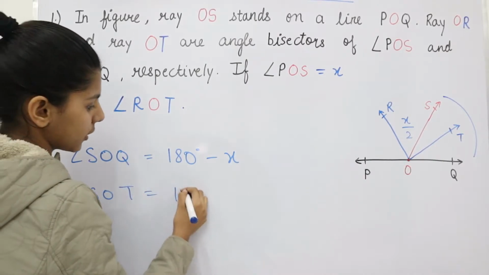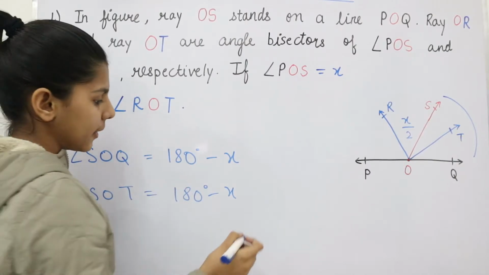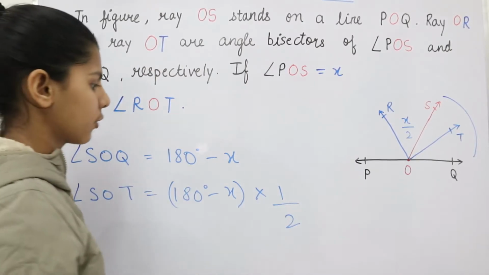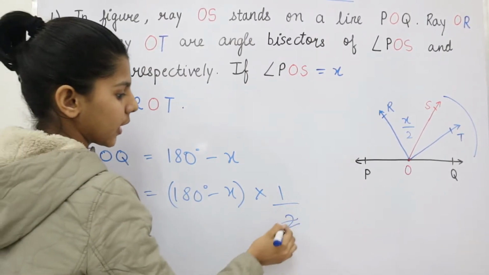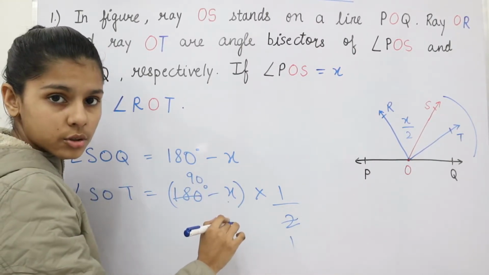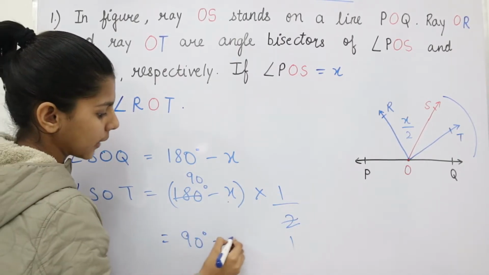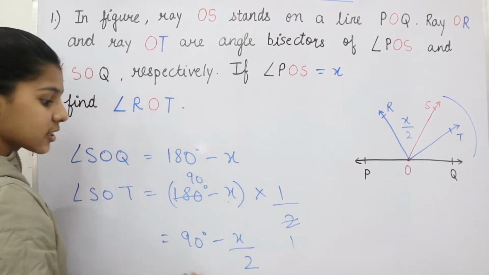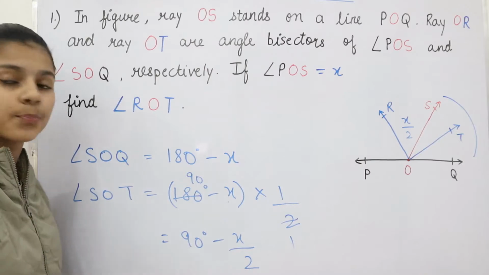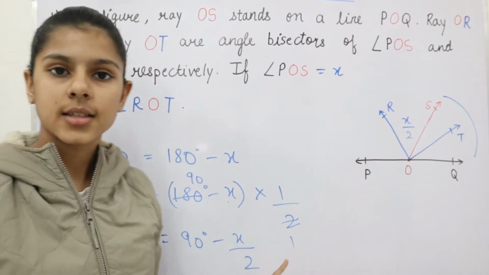So what are we going to get? SOT. 180 degrees minus X divided by 2 means multiplying by 1 by 2. Whether we multiply by 1 by 2 or divide by 2, it is one and the same thing. So when we cancel it, it will be 90, and this 2 is applied to the X as well, divided by this also. So it will be 90 degrees minus X by 2. So this is angle SOT. We have calculated this half also, which is 90 minus X by 2.